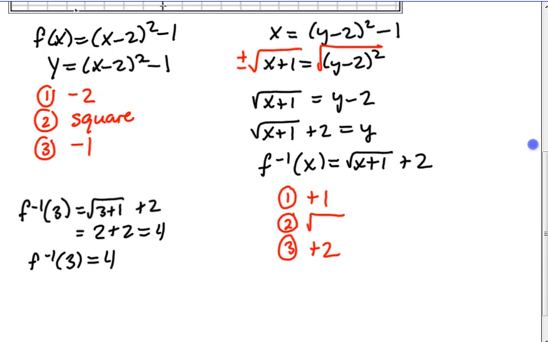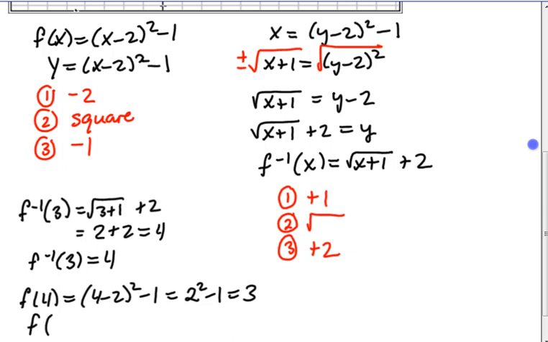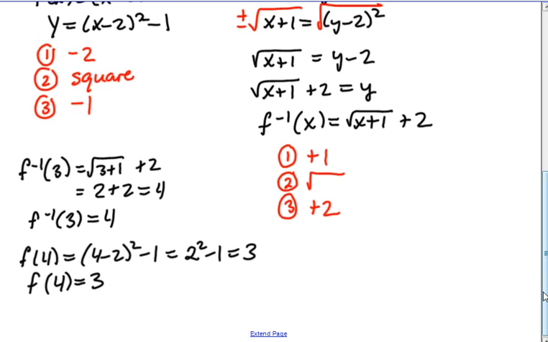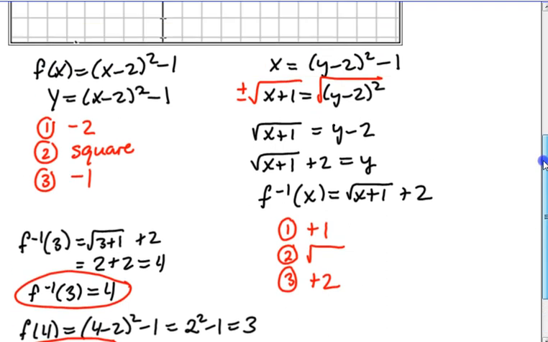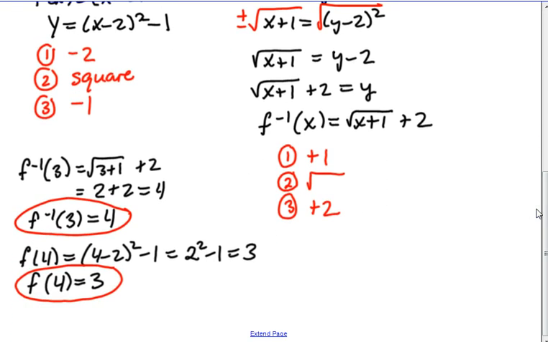Now I'm going to take 4 and put it into the other function. So f of 4 is equal to (4 minus 2) squared minus 1, which is 2 squared minus 1, which is 3. So f of 4 is equal to 3. Notice here they undo each other. If f inverse of 3 equals 4, then f of 4 has to equal 3. That shows also that they are inverses. One more way of showing they are inverses, and once again, I have limited this to x greater than or equal to 2 in order for them to be inverses.